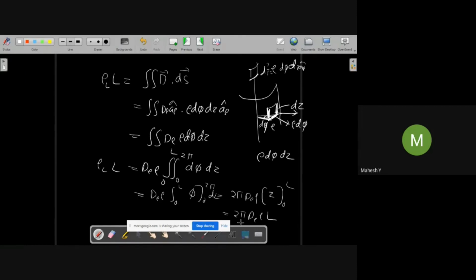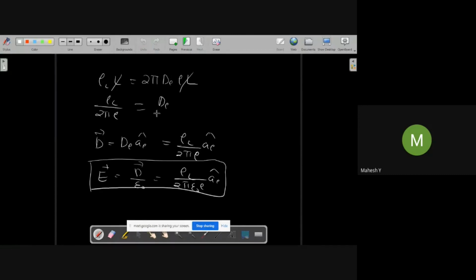You will get rho L is equal to 2 pi D rho L. From this, D rho is equal to rho L by 2 pi rho, or vector D is equal to D rho a rho cap, or rho L by 2 pi rho a rho cap. So from that, the electric field intensity is D by epsilon 0, so rho L by 2 pi epsilon 0 rho a rho cap. So we derived the expression for E easily compared to the previous method.